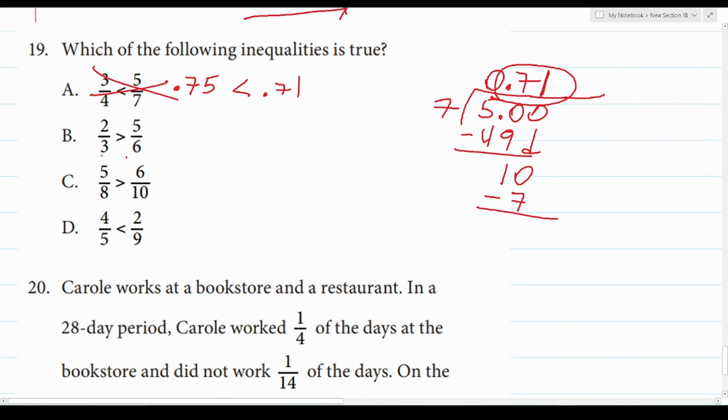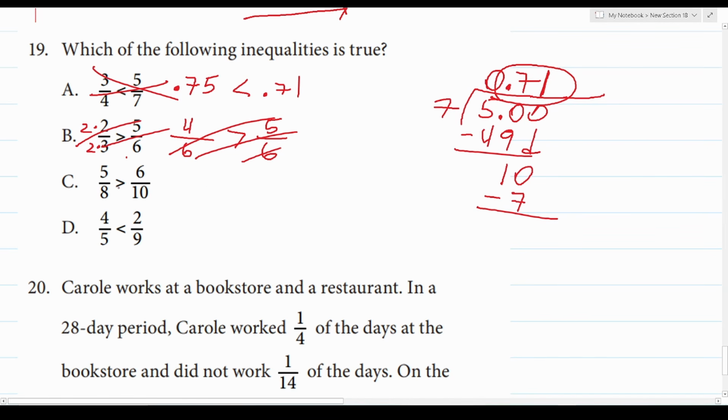For B, you can see we have 2/3 greater than 5/6. So instead of converting these to decimals, this one's actually pretty easy to work out a different way. Again, let's make these denominators the same. 3 is a factor of 6, so to make 3 into 6, we can multiply it by 2. We're going to do that to its numerator. So 2 times 2 is 4. 2 times 3 is 6. This is 4/6 is greater than 5/6. Is 4/6 greater than 5/6? It's not, so we know this one's not true.